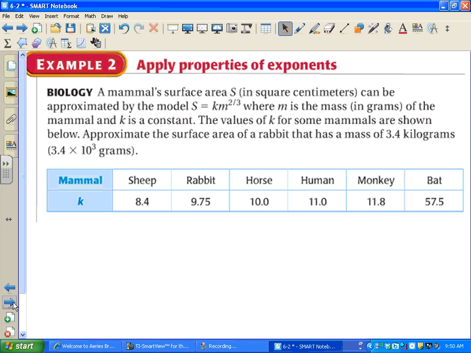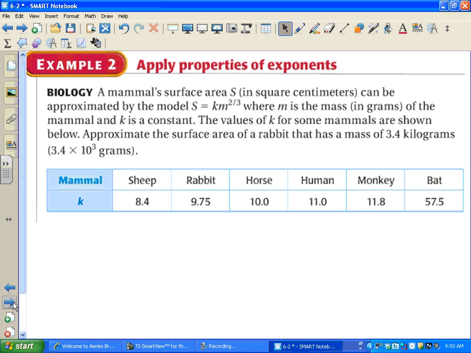Next up. A mammal's surface area in square centimeters can be approximated by the model S equals K m to the 2/3, where m is the mass of the mammal and K is a constant. The values of K for some mammals are shown below. Approximate the surface area of a rabbit that has a mass of 3.4 kilograms, so 3.4 times 10 to the 3rd. That's what we need to do.